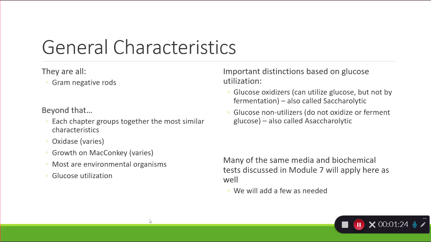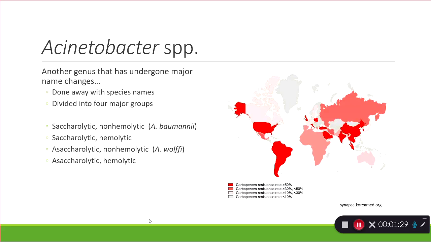Many of the same media and biochemical tests discussed in Module 7 will apply here, but we'll add a few as necessary. The first organism is Acinetobacter. This is another genus that has undergone some major name changes. They've done away with the species names and they've just divided it into 4 major groups. There's a saccharolytic non-hemolytic, which is Acinetobacter baumannii, a saccharolytic hemolytic, an asaccharolytic non-hemolytic, which is Acinetobacter wolffii, and an asaccharolytic hemolytic.